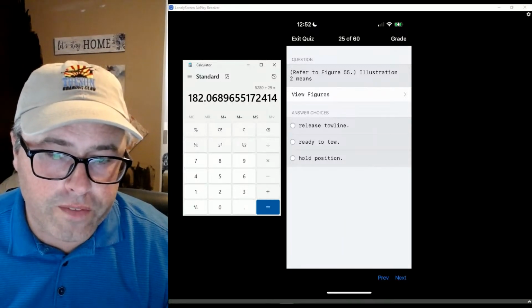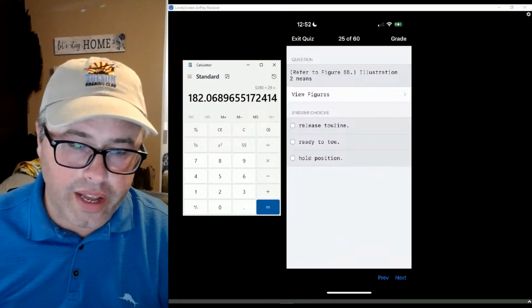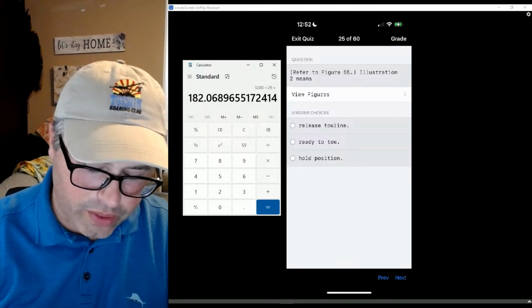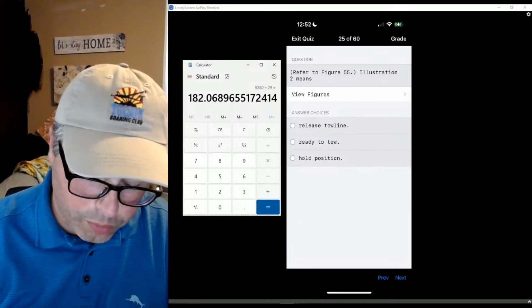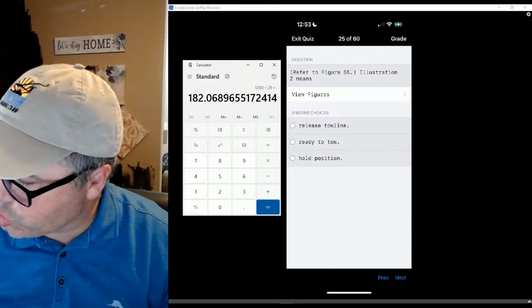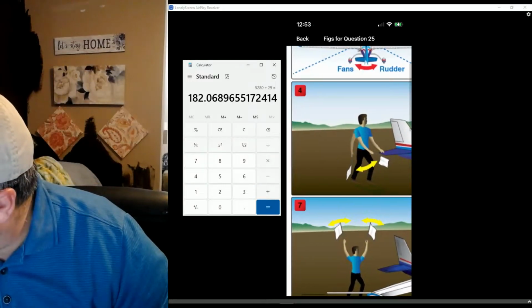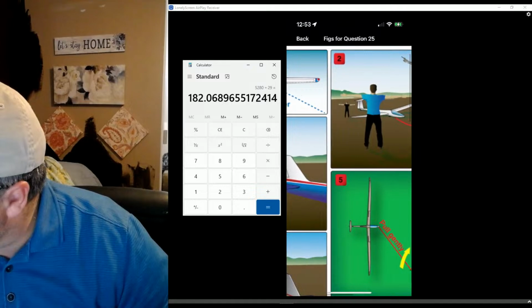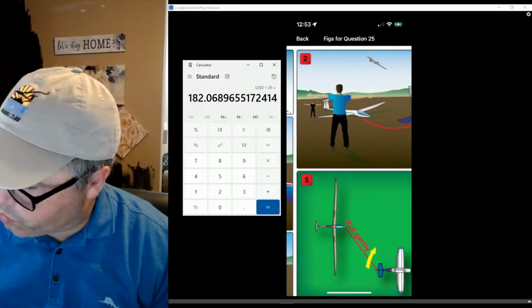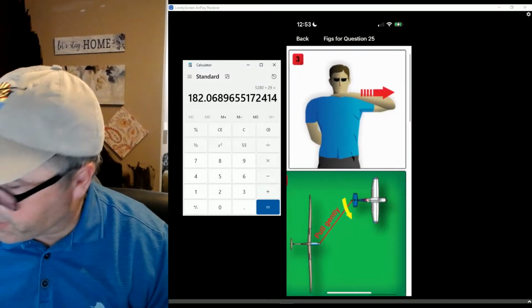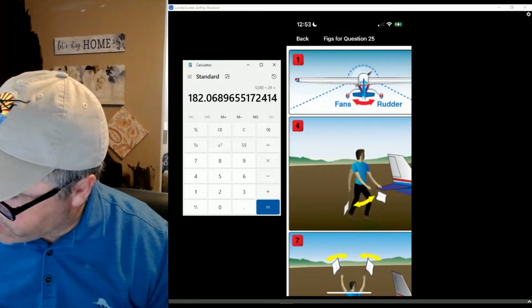Refer to figure 55, illustration 2. These are hand signals, the signals for tow. First one is release the tow line, ready, or hold position. So we're going to look at number 2 on 55. Let's zoom in on 2. Starts with 1, obviously, at the top. Then 2. So release, that'd be cut. That's this one right there. That's release. Ready.